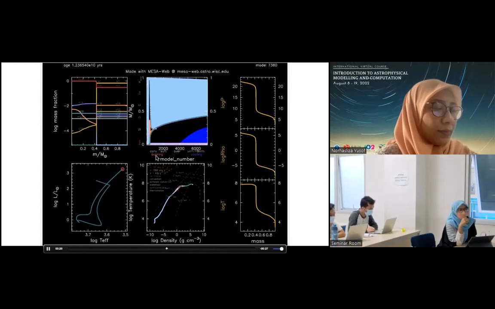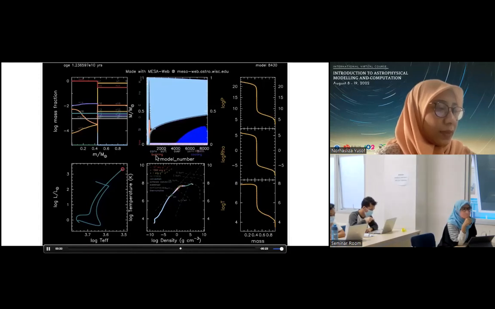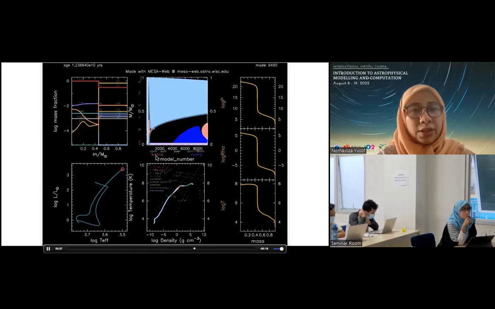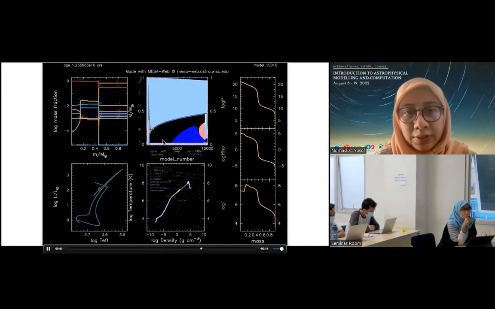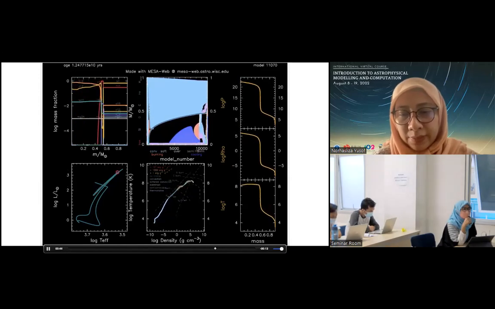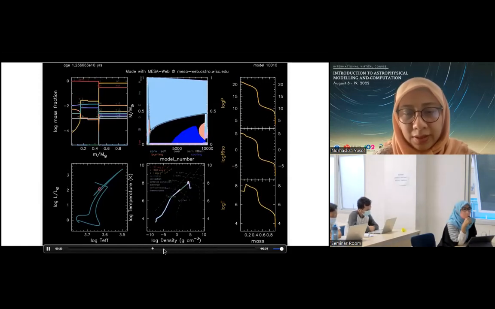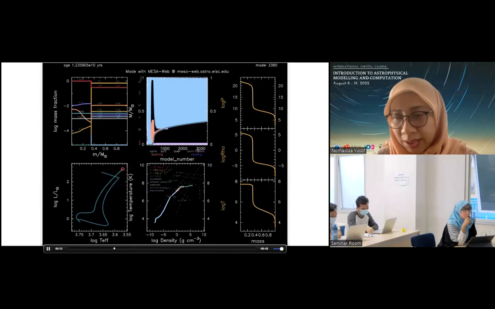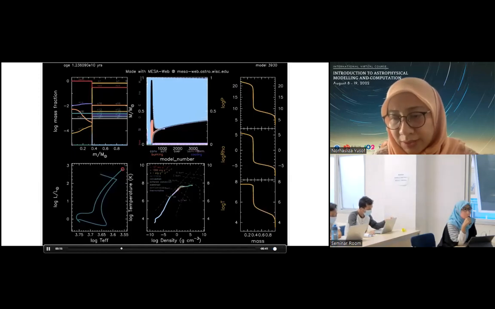The change of the radiative and convective zone, maybe. Hold on. Okay, so the convection zone is actually at the outer layer. Let me see, it's still moving. Can we stop it at a certain point? I'm trying to make it not moving.